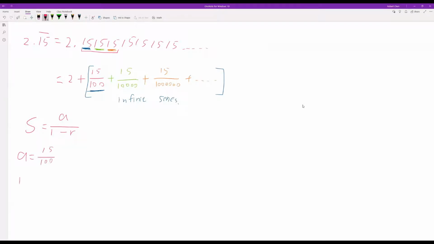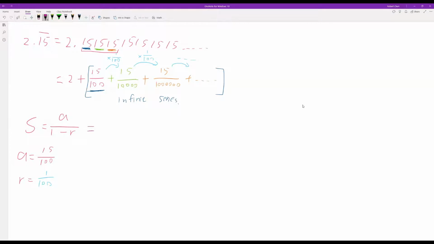Okay, what about the ratio? To go from the first term to the next, we multiply by 1 over 100, right? Same thing from here, multiply by 1 over 100, right? And so on, right? So our ratio is actually 1 over 100. And by geometric series, we know that R is between -1 and 1. So we know this is going to be convergent. So let's see what the sum is.